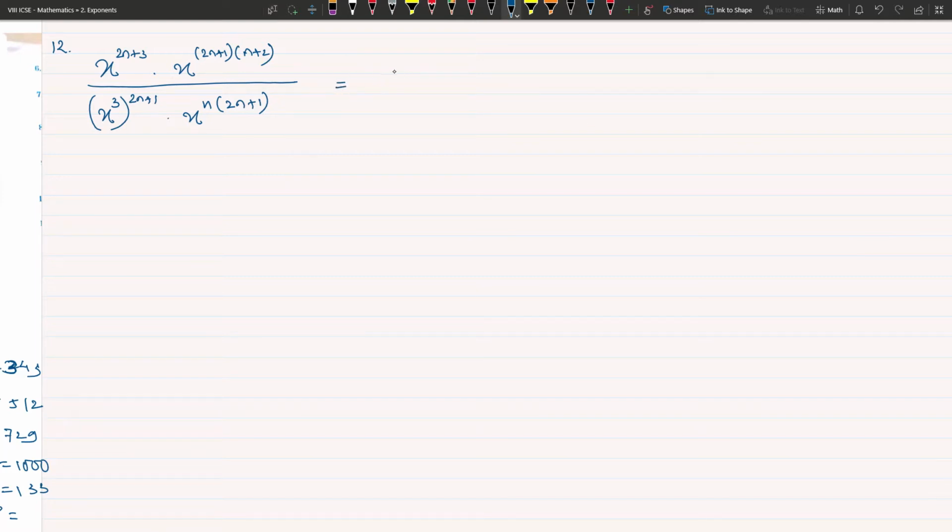सबसे पहले x raised to 2n plus 3 को मैं लिखूंगा as it is times, इसके जो power है यहाँ पे ये multiply हो जाएंगे, इसको मैं multiply कर दूंगा. ठीक है, तो I'm sorry, times x raised to 2n bracket n plus 2 plus 1 bracket n plus 2, the whole upon x raised to 3 bracket 2n plus 1 times x raised to n bracket 2n plus 1.